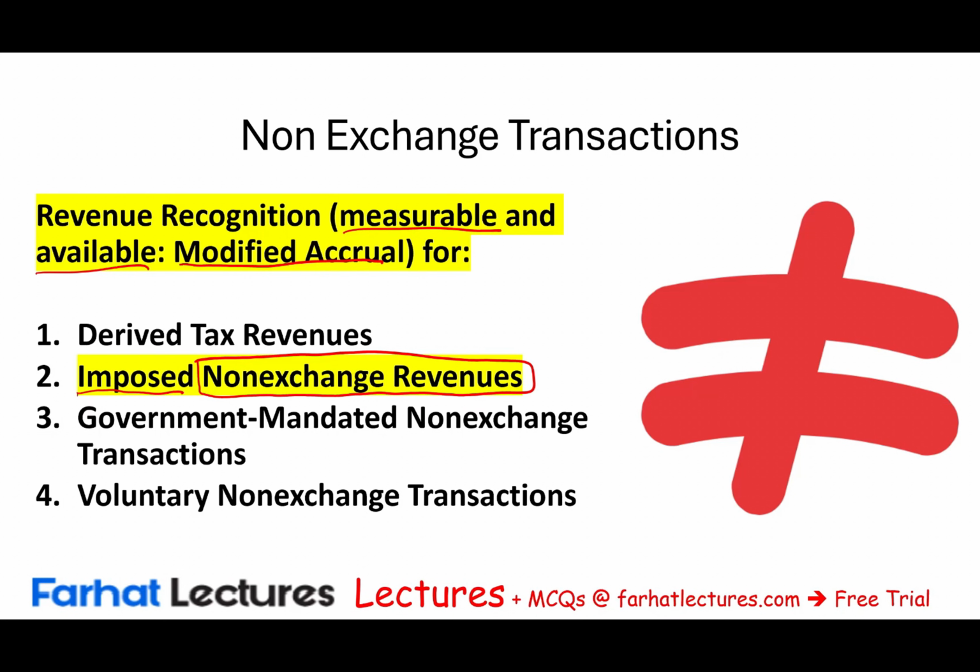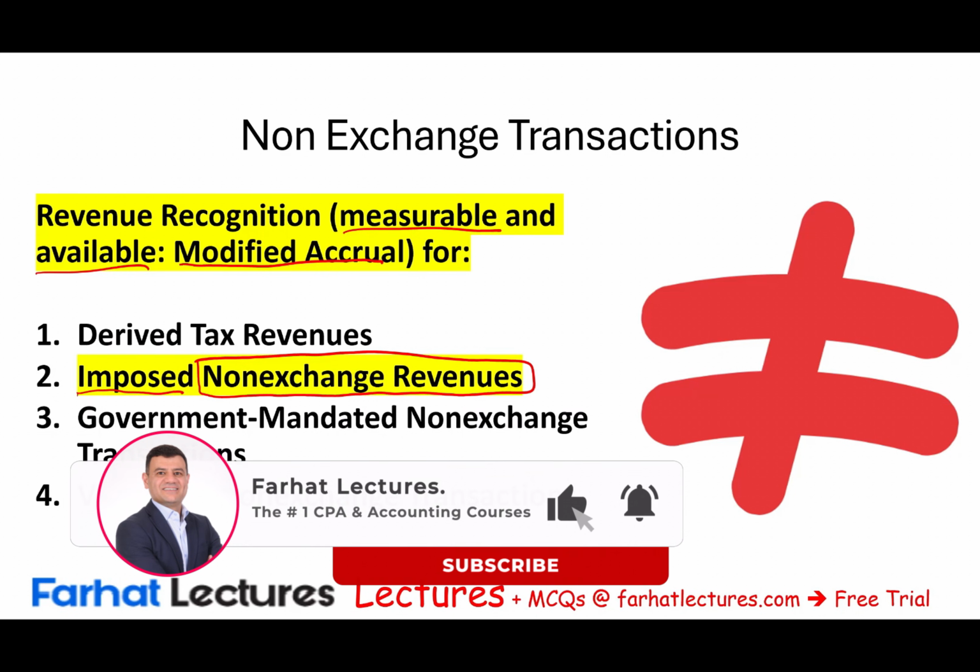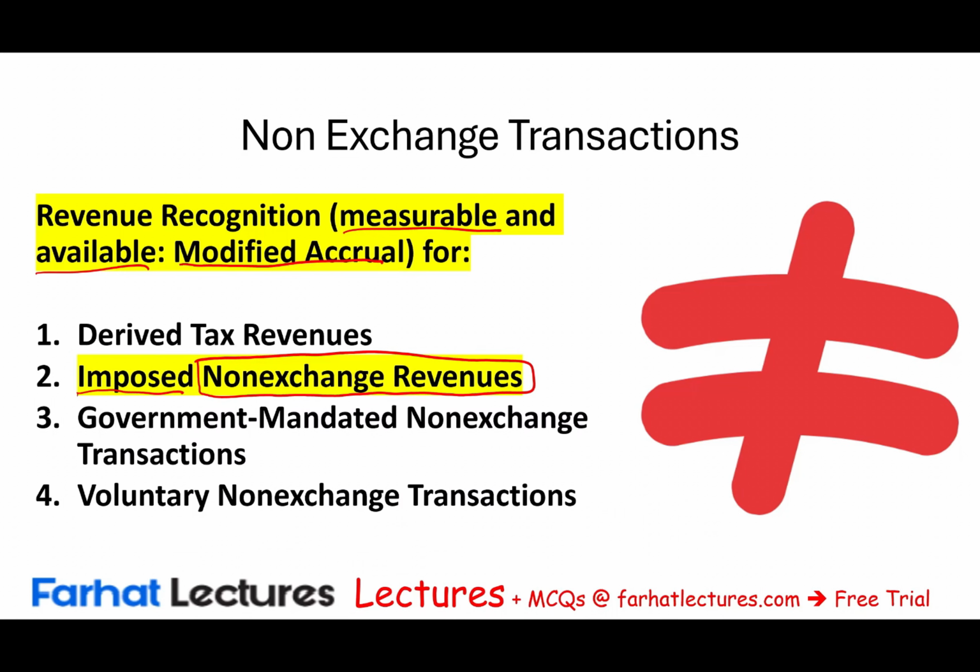Remember, measurable means we can quantify it, and available means we can spend the funds this current year, or the funds are available 60 days after year end. So it is very important that you understand how revenue recognition for the modified accrual generally works, and we did cover this in the prior session. But today we'll focus specifically on this imposed non-exchange revenue. Let's go ahead and get started.